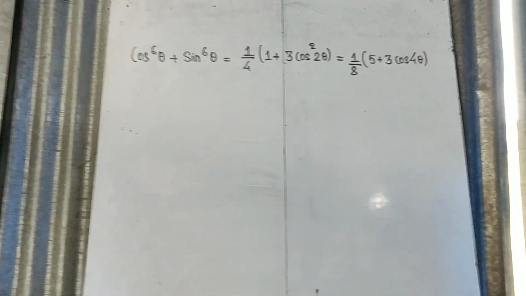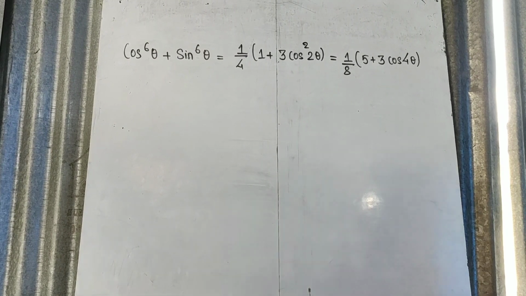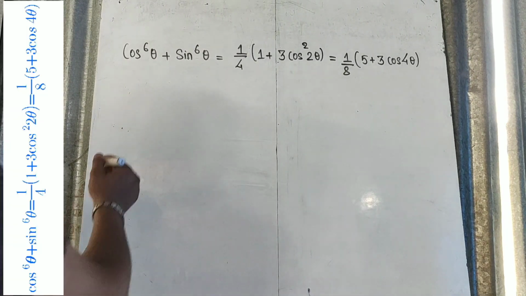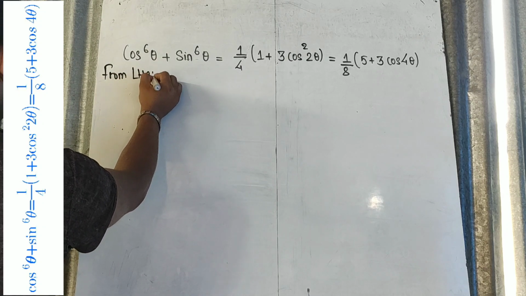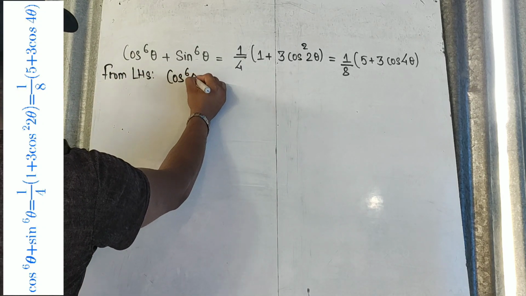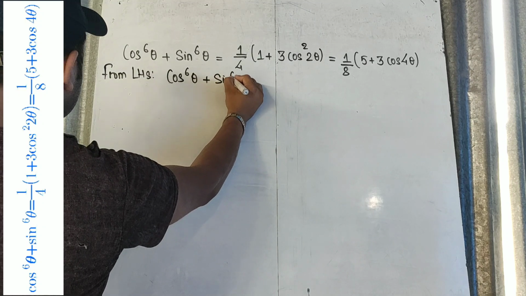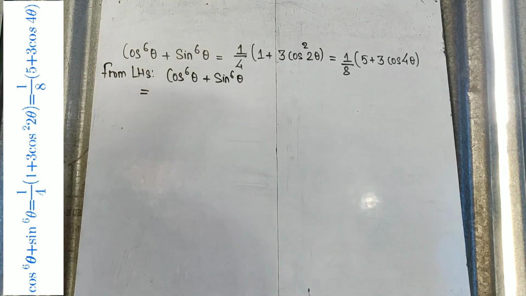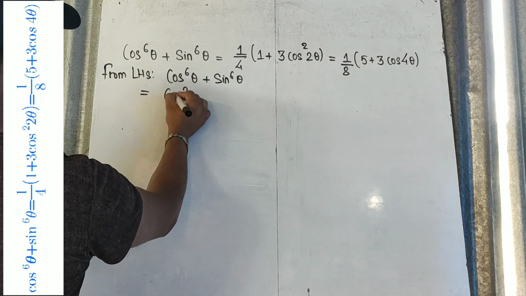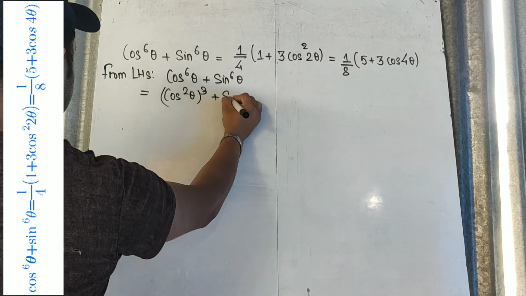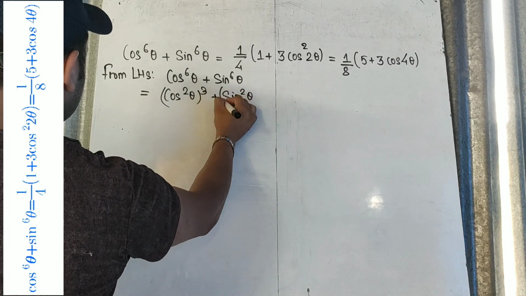Okay, you can observe that 3 terms are given. Now we have to prove these 3 terms starting from the left hand side. So from LHS, what I have is cos power 6 theta plus sin power 6 theta. So we can write this in the form of a cube plus b cube. I'm going to write it cos square theta whole cube plus sin square theta whole cube.